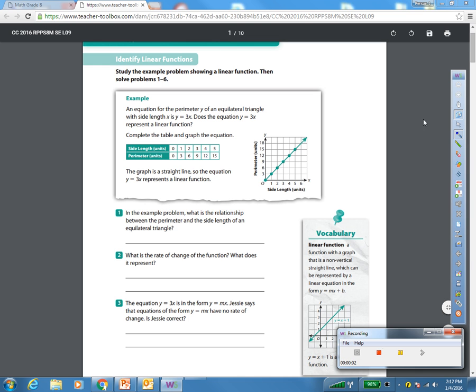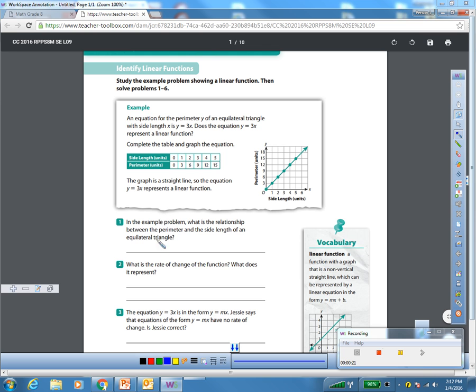So number 1, you were given some help on number 1 in class. And on number 1, it's asking you what's the relationship between the perimeter and the length of the sides of these triangles. So if you look, each time you're going from the side lengths and you're multiplying by 3 because there's 3 sides on a triangle. So you could say that in words you could write out the relationship as multiply by 3, or you could even write it like an equation that they have right here.